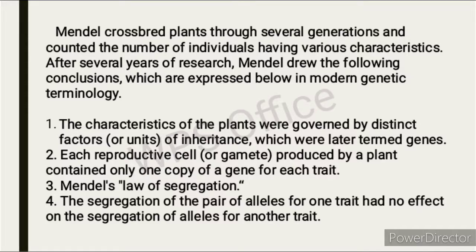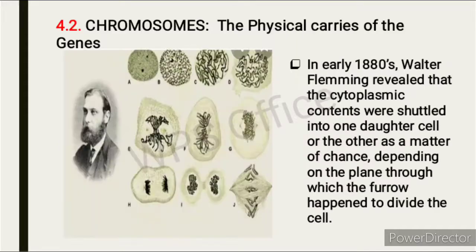The fourth is that the segregation of the pair of alleles for one trait had no effect on the segregation of alleles for another trait. A particular gamete, for example, could receive a paternal gene governing seed color and a maternal gene governing seed shape. This finding formed the basis of Mendel's law of independent assortment.